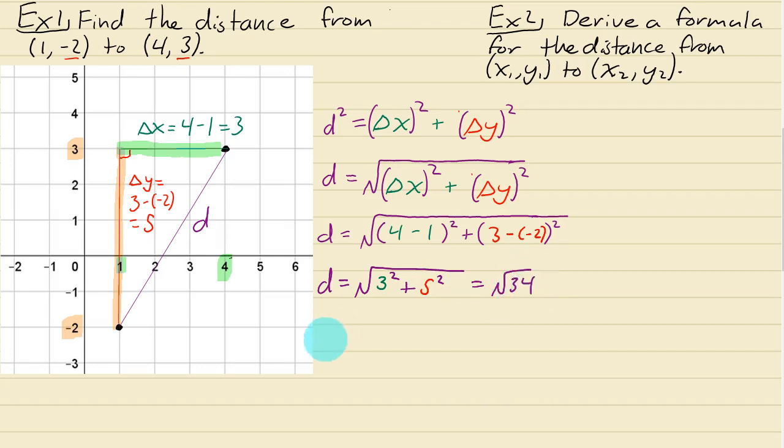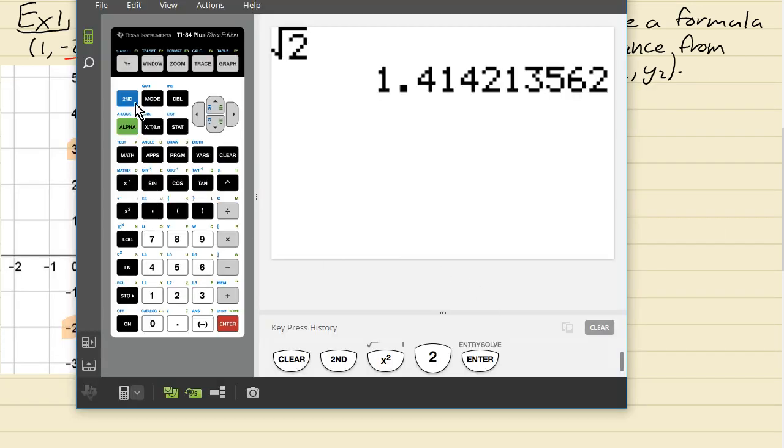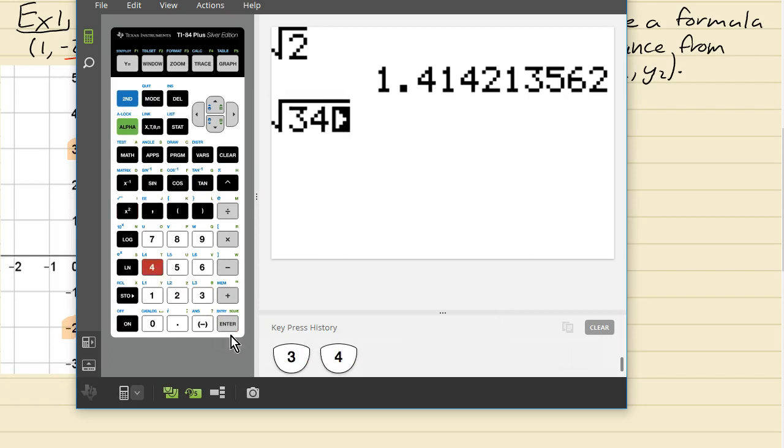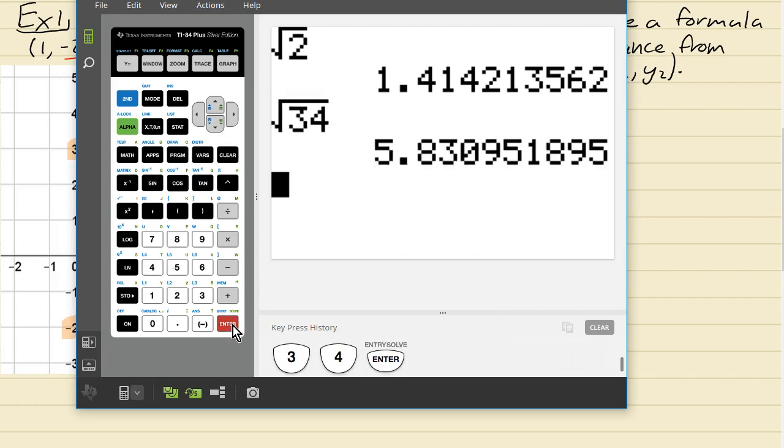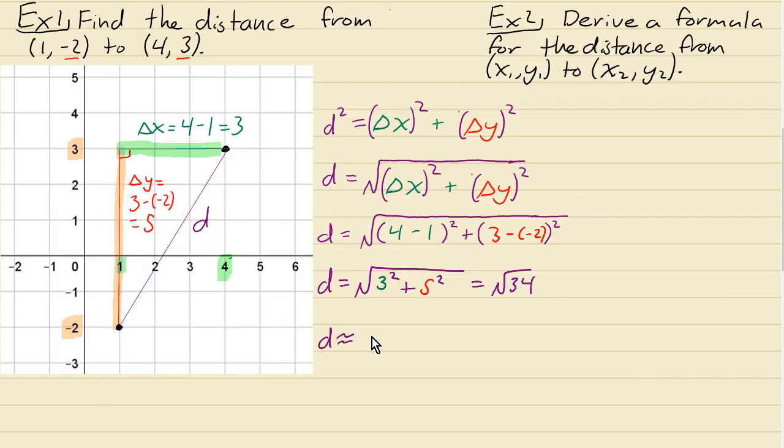And then you could do that with a calculator if you want to get an approximation, which is usually a good idea if you have any kind of real-world problem. So you get 5.83 approximately. But okay, so that's how we can use the Pythagorean theorem to find the length of a side like so.